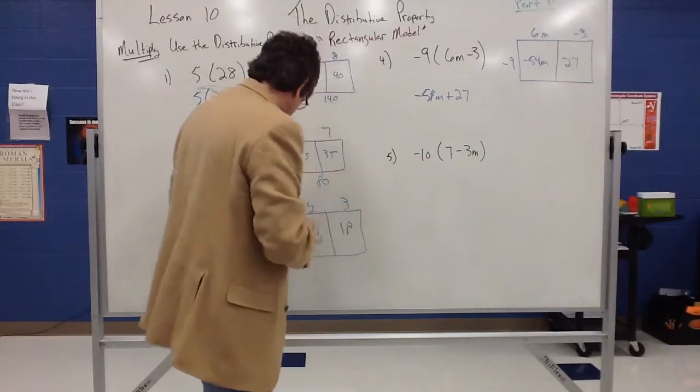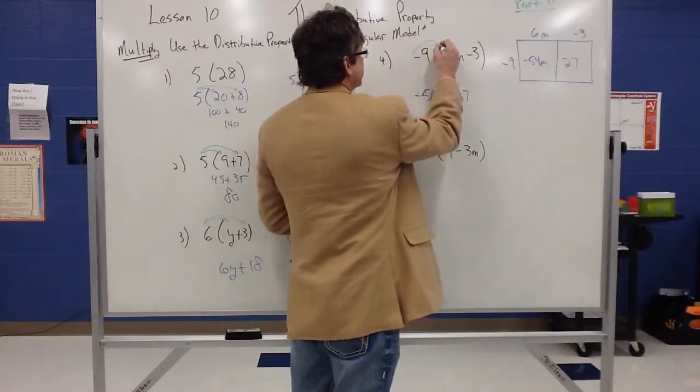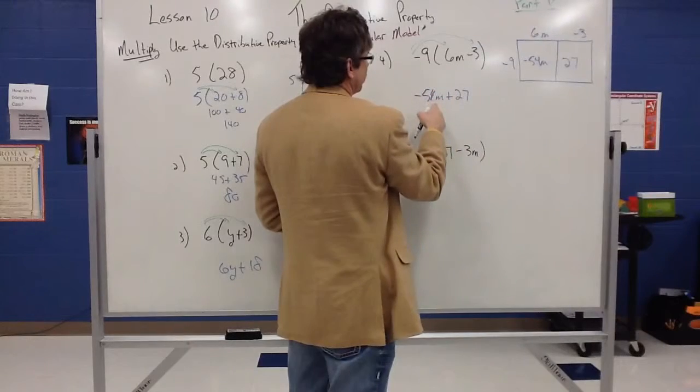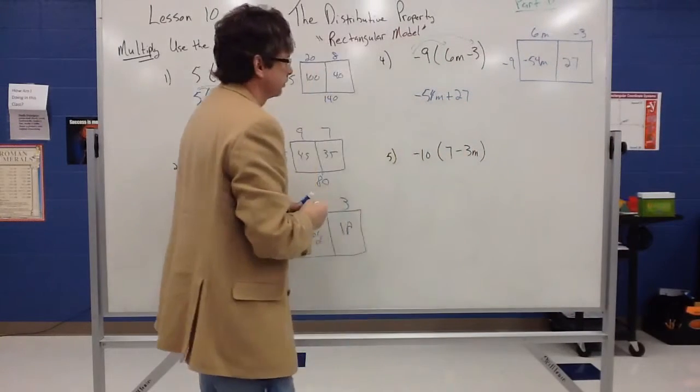Again, what we could do also is just recognize that this 9 has to distribute through the parentheses. So negative 9 times 6m is negative 54m. Negative 9 times negative 3 is a positive 27.